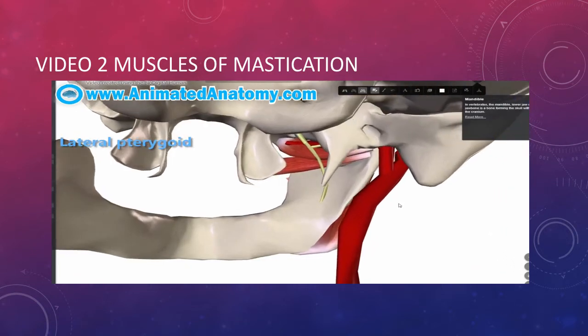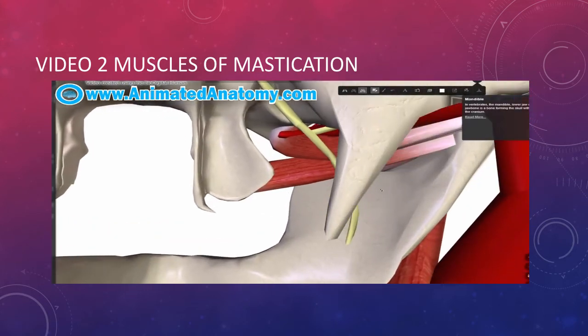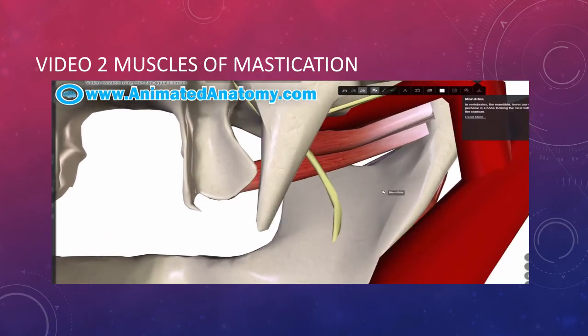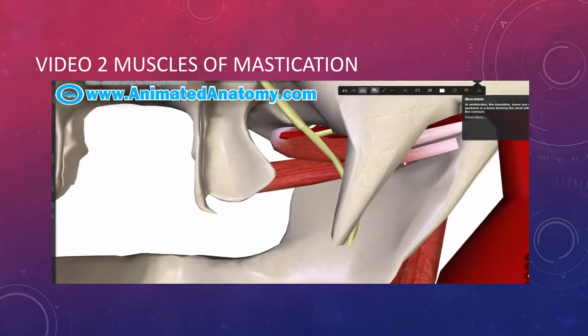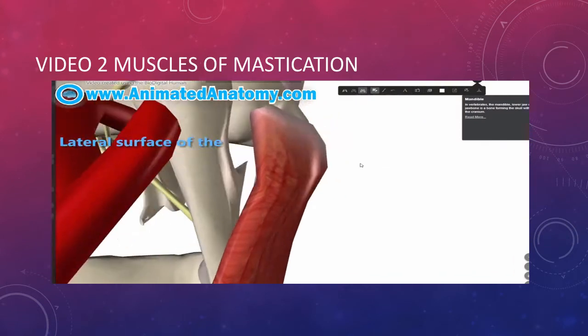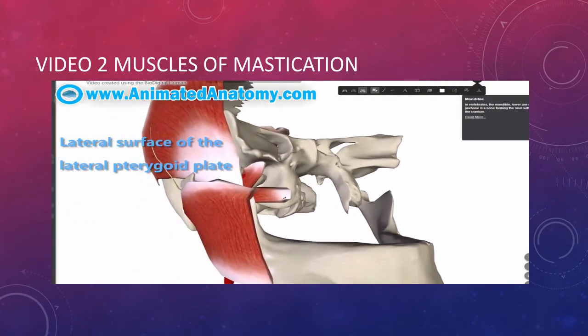Because of the specific location of its origin and its insertion, this muscle is the only muscle of mastication that assists the depression of the mandible. This here is the superior head of the lateral pterygoid. The superior head originates on the infratemporal surface and infratemporal crest of the greater wing of the sphenoid bone. The inferior head originates on the lateral surface of the lateral pterygoid plate of the sphenoid bone.